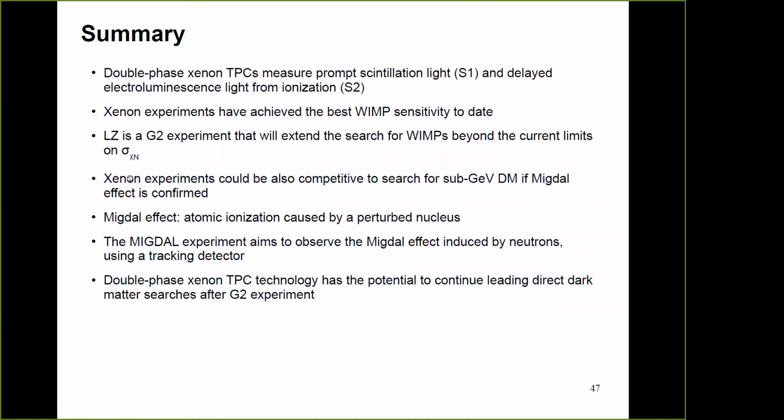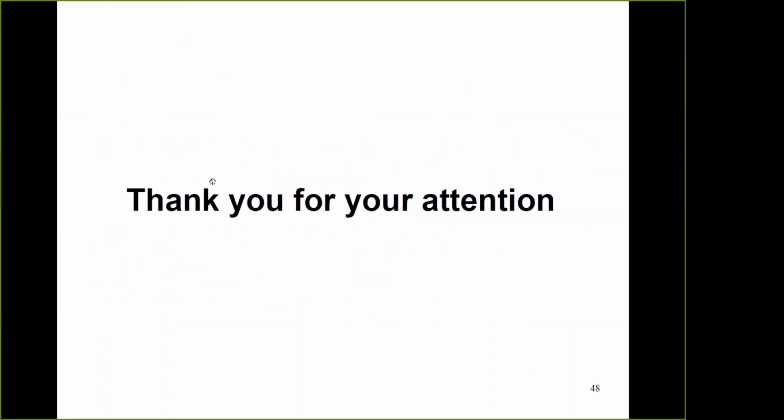Besides that, we have the opportunity of also studying sub-GeV dark matter in xenon detectors if the Migdal effect is confirmed. And to that purpose, there is an experiment called Migdal, trying to confirm this effect by inducing it with neutrons and using a testing detector. And finally, there is still room where double phase xenon TPC technology can continue leading dark matter searches after that. And that's everything. I hope you enjoyed that. Thank you for your attention.